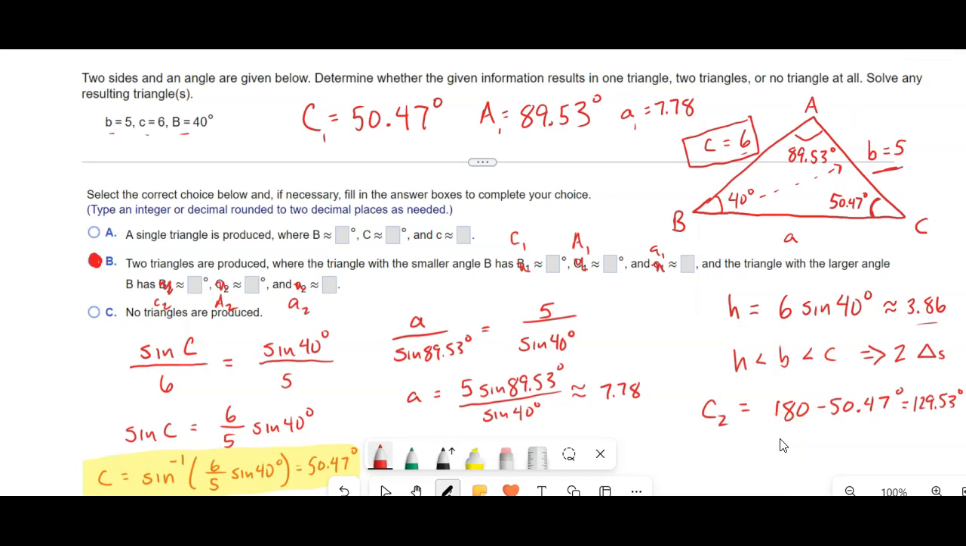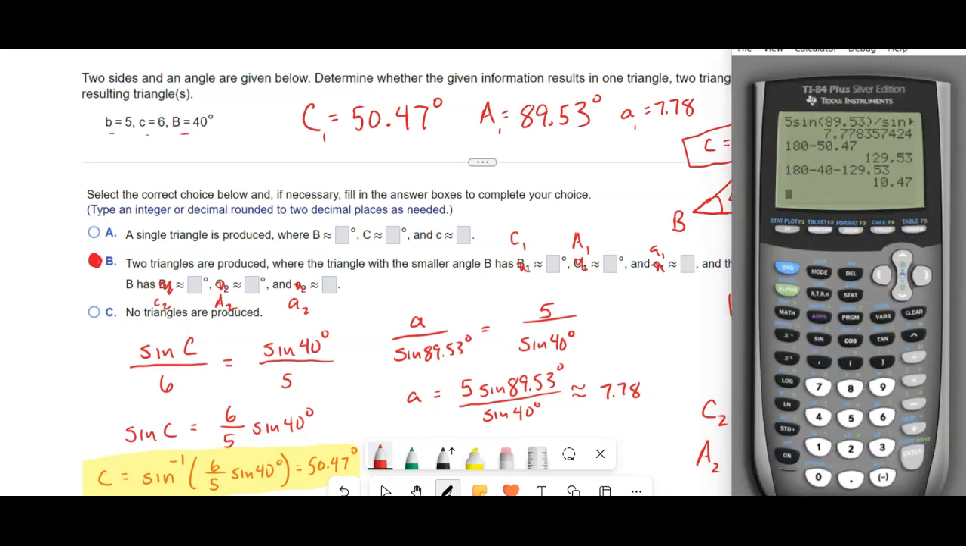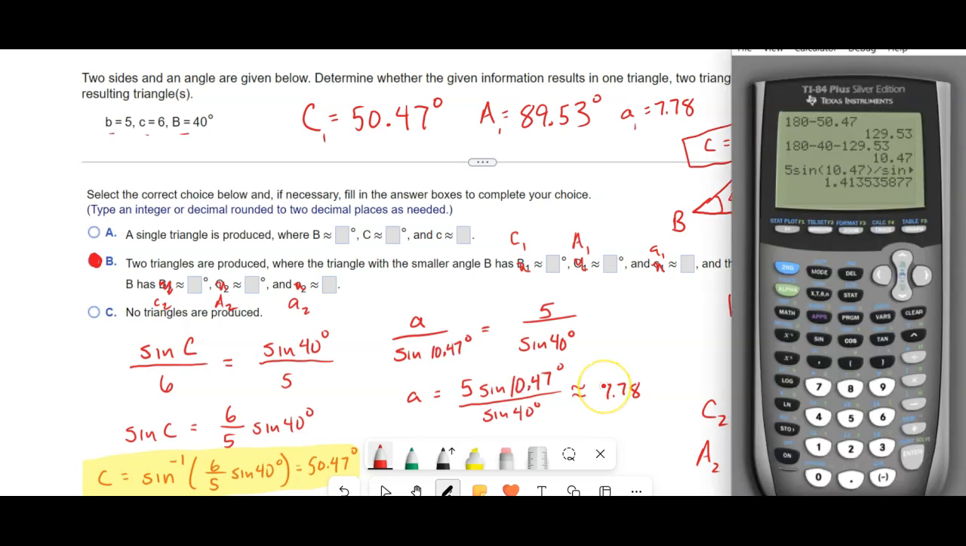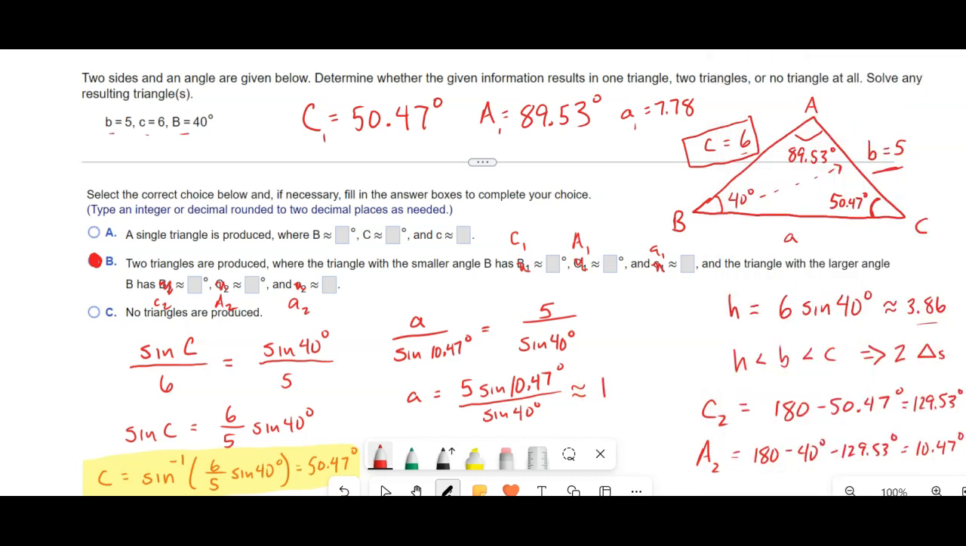So if that's C2, then A2 would be 180 minus the 40 again, and then minus this 129.53. All right, which is 10.47 degrees, a tiny little angle for A2. All right, and then finally, how we found little a is how we're going to find little a again. It's that opposite pairing, the 5 and the sine 40, but now instead of this being an 89.53 down here, it's this 10.47. So this ends up being just 1.41 for the second one.